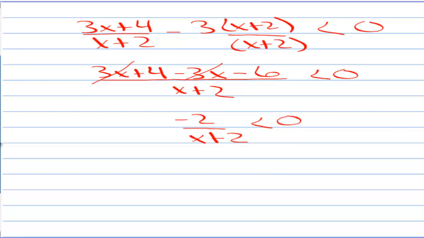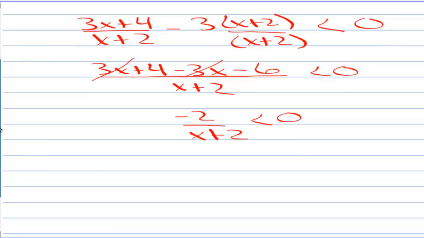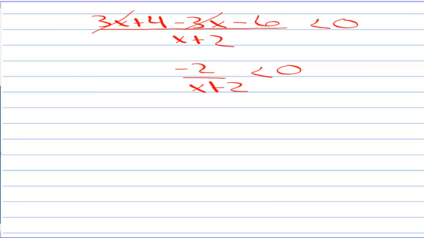Well, now the only place that this function can change signs is over negative 2. But x cannot be negative 2, but it can change signs over that value. And it cannot be negative 2 because we can't allow the denominator to be 0. So we look at negative 2. We can't allow x to be negative 2, but we can test on either side.